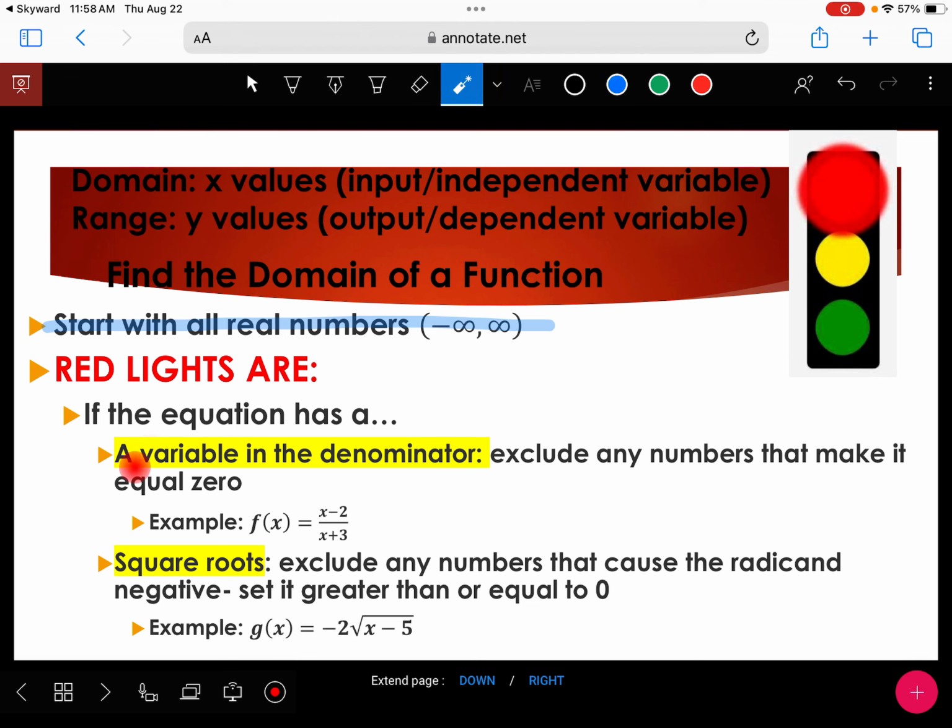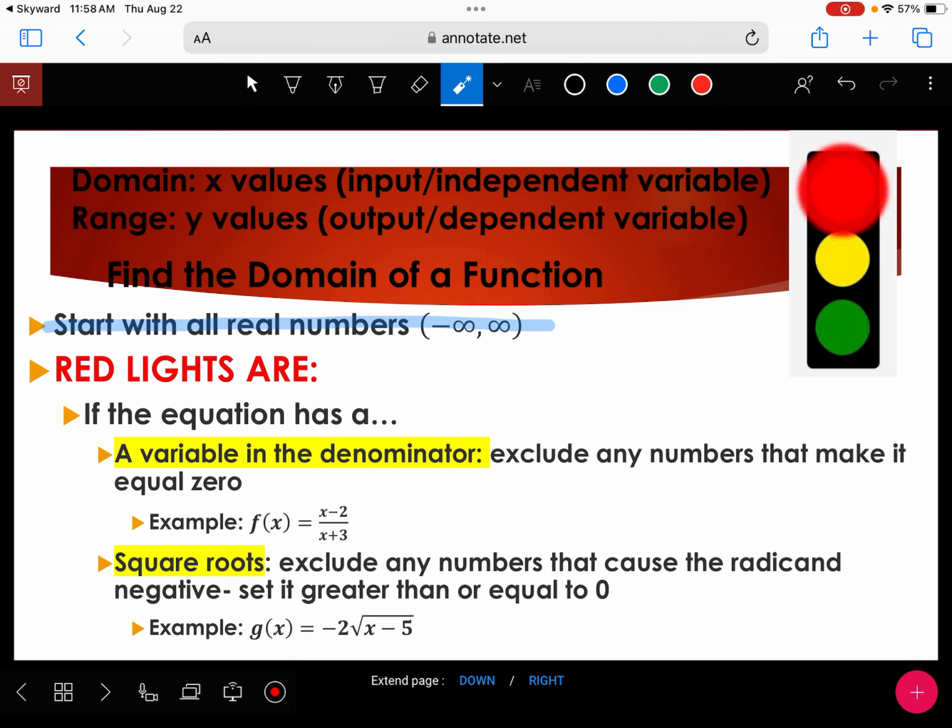The first red light is if you have an x in your denominator. You cannot divide by 0. If you pick up a calculator right now and pick any number and divide it by 0, you're going to get an error. That's your first red light. The second red light is a square root, because you cannot take the square root of a negative.